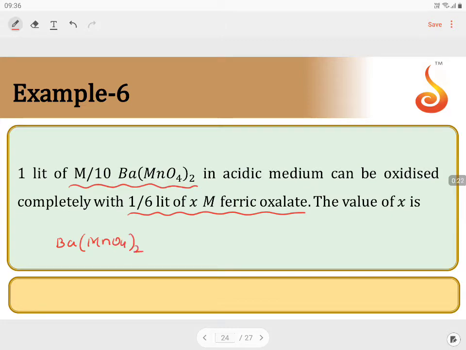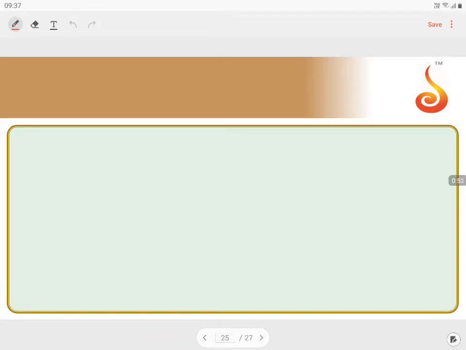BaMnO4 twice reacting with the ferric oxalate, Fe2(C2O4)3, this is going to give you a product. This is in acid medium, so manganese comes to be Mn2+ and carbon comes to be CO2. And iron will be in Fe3+ state, Ba2+, which are not changing, I'm not writing. So the only change that is happening is here. So if you have to understand this, let us understand that particular one.